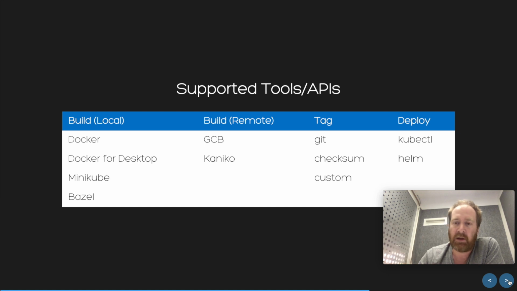And of course, Skaffold supports multiple ways to deploy your applications. So one way is to use kubectl. So it basically shells out kubectl, talks to your current Kubernetes cluster, and will deploy your application based on a list of manifests, or you can use Helm to do that. In the future, of course, we're going to try to add more ways to build your images. We're going to try to add more ways to deploy your applications.